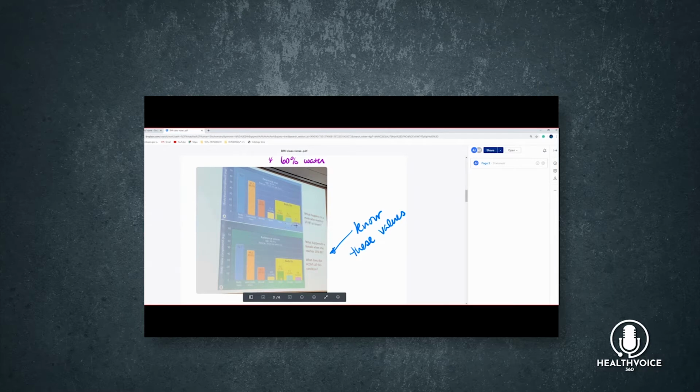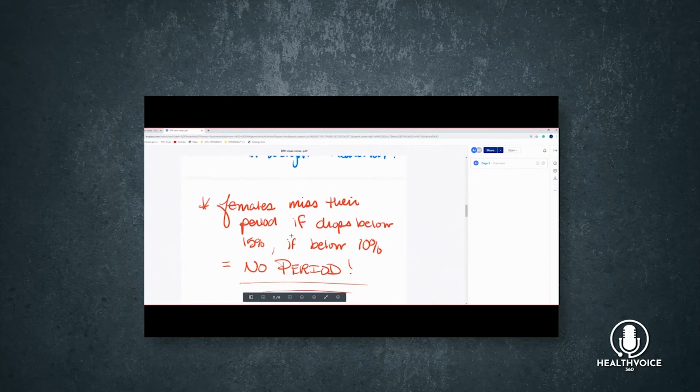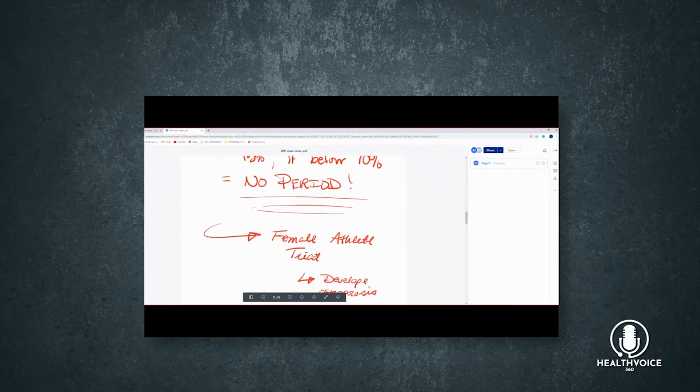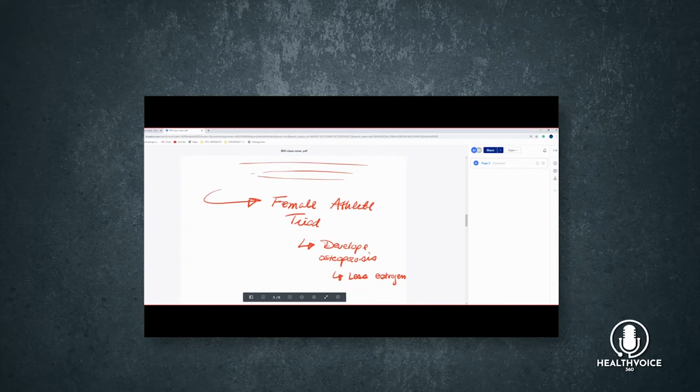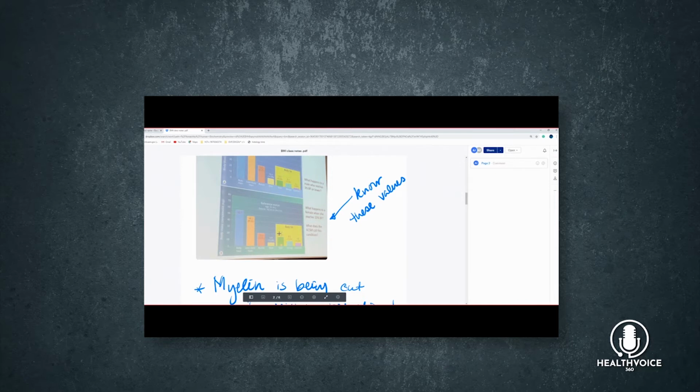For males, you want to always stay above 3% body fat. Anything below that becomes detrimental and your body starts to break down. But for females, once they start dropping below 15%, they will actually miss their period. If a female athlete or a triathlete does this, there have been cases where female athletes develop osteoporosis just because they produce less estrogen, only because they drop below that 15% body fat.